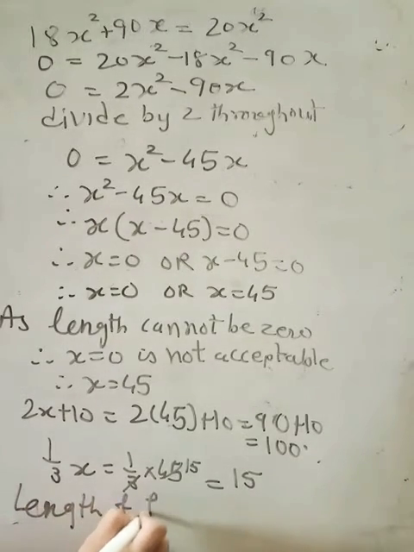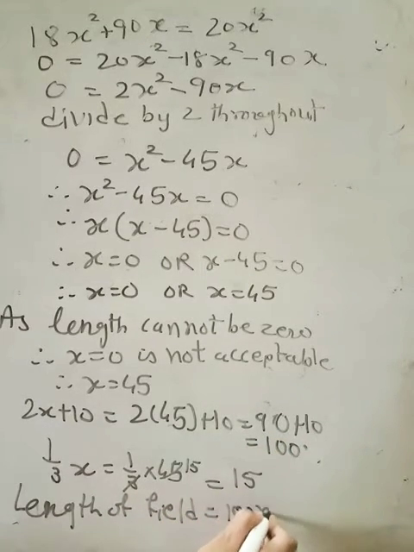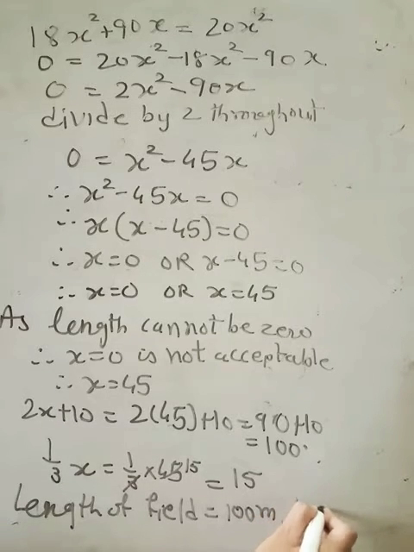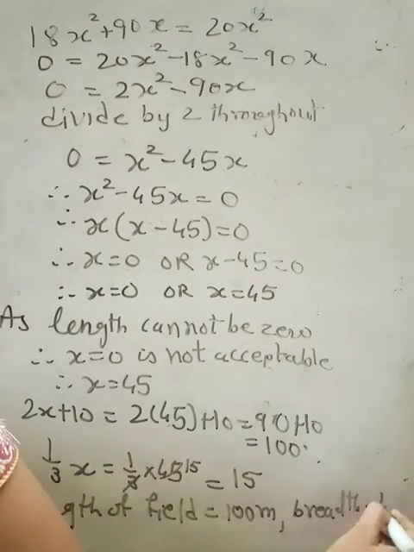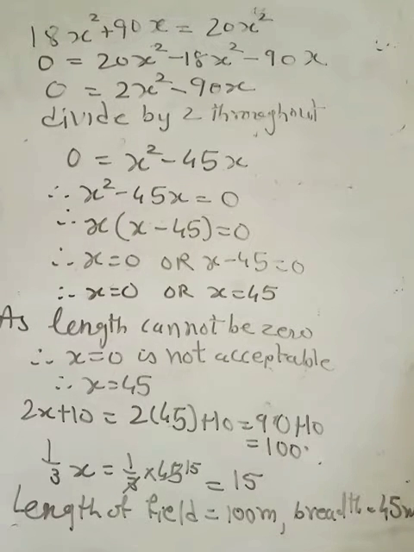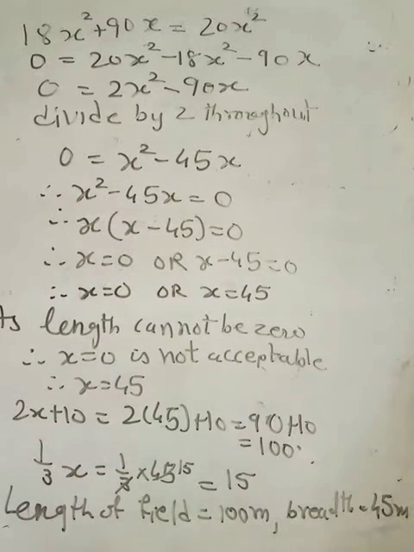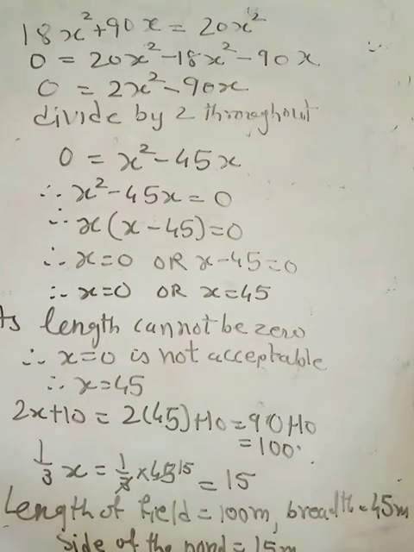Length of field is equal to 100 meters. Breadth is 45 meters. And side of the pond is equal to 15 meters. Okay, so that becomes your final answer.